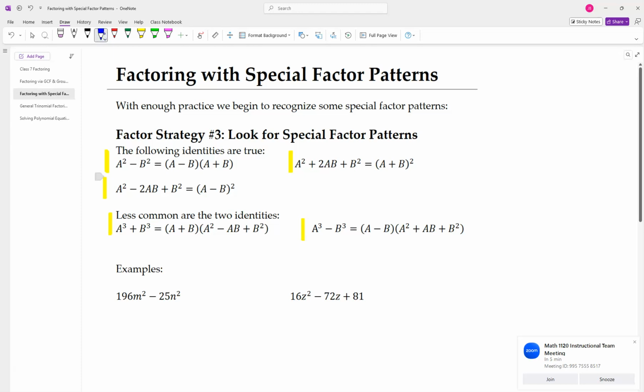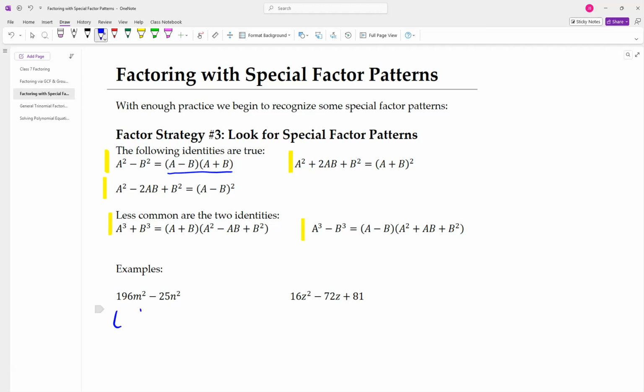The idea is that if you see the pattern on the left, we can use the identity on the right. So if we see a squared minus b squared, we can automatically convert to that factoring pattern. We might just have to figure out what a and b are. As we look at examples, this first one has 2 things, and I do see squares, so that seems to be along the lines of this first factor pattern.